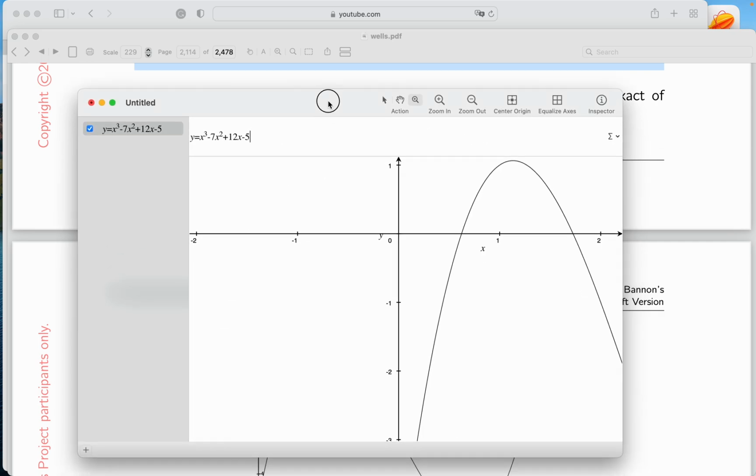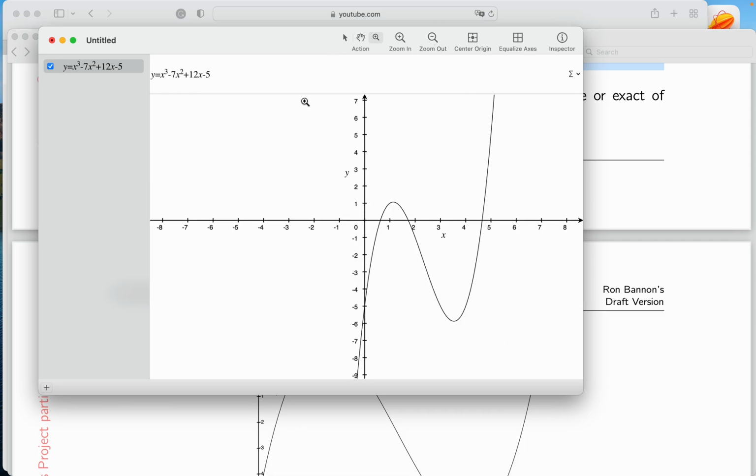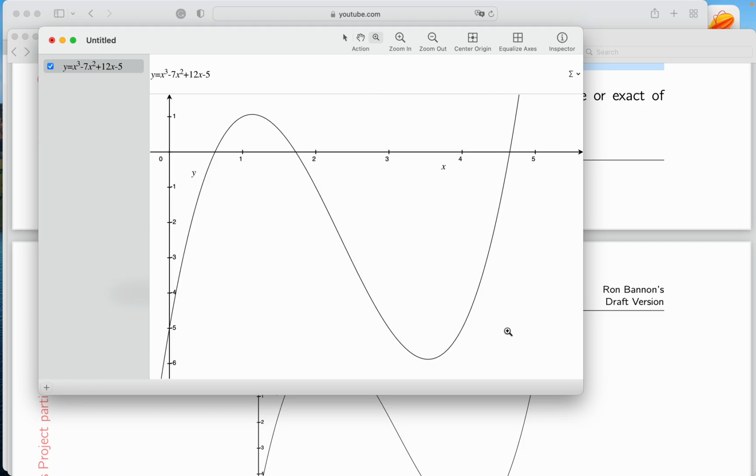Now, someone says, oh, I don't see the roots. I see some of the roots. I was expecting to see 3, though, right? So I'm going to zoom out, and now I'm going to zoom into that region. I want to find the 3 roots. Looking at it, I'm going to say the roots are approximately 0.7, 1.7, and 4.7, right?